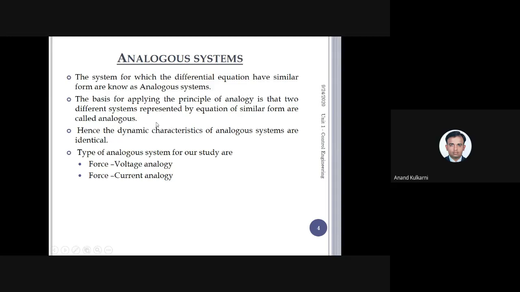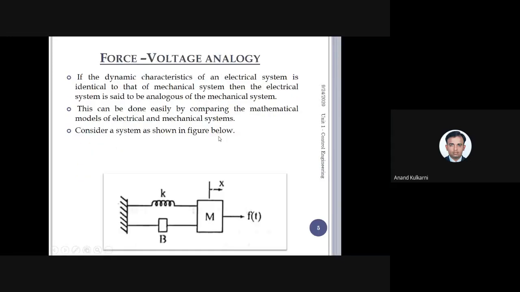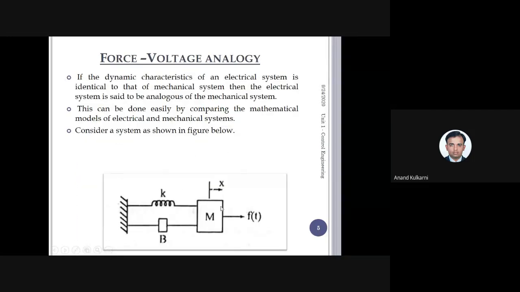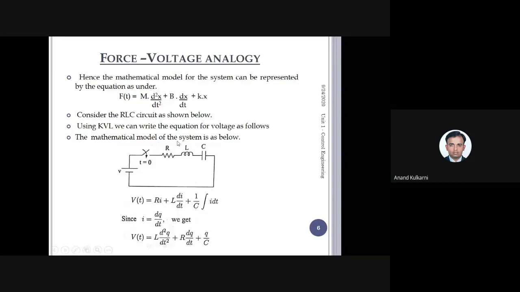That is the reason we can say that whatever behavior an electrical RLC circuit has, it has a similar characteristic to a spring mass damper system. So I can say that this system and this system are equivalent. If these three terms are arranged like this, I can arrange them similarly here. Whatever behavior I get here, a similar kind of behavior I will get here. So I can say that they are analogous systems.